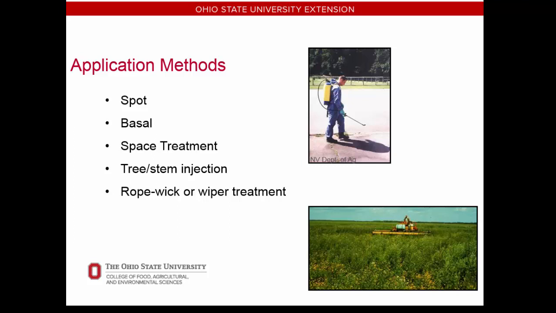Tree or stem injection is a more direct method for getting pesticide into the vascular system of plants. When using injection, you typically use very concentrated amounts of product. Rope wick or wiper treatments rely on height differences between the crop and the weeds. For short crops and tall weeds, you can simply use equipment that wipes a herbicide across the tops of the tall weeds. This way, the herbicide does not come in contact with the shorter crop and control is achieved.